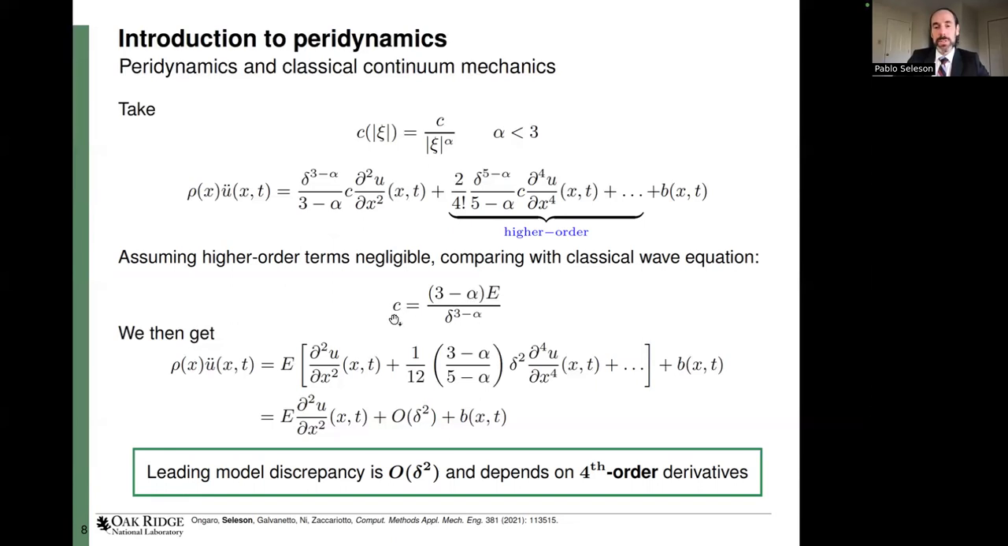And if we use this constant c back into the expression, we can write this in the following form, where the leading term gives us what we have in the wave equation, followed by high-order terms. Overall, the model discrepancy is of order delta squared and depends on fourth-order derivatives. So let's keep that in mind.